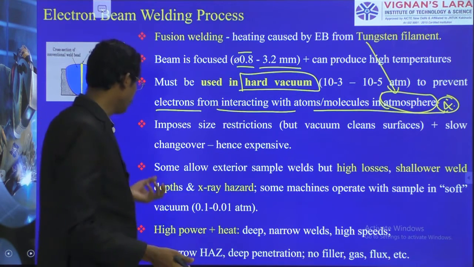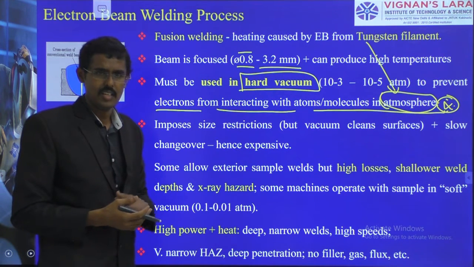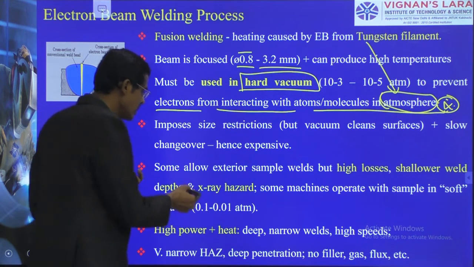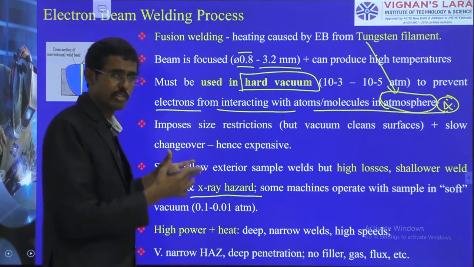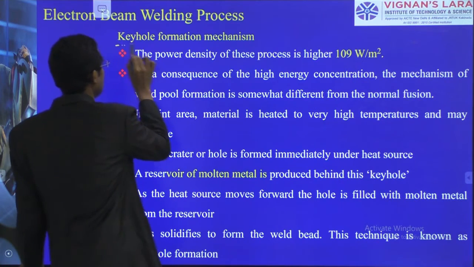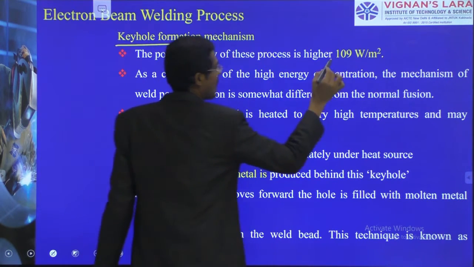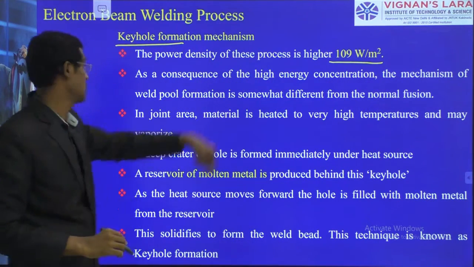But there are some hazards. This electron release also generates X-rays, which are harmful, therefore to be taken care of. Keyhole formation: the power density of this process is higher than 10 to the power 8 or 10 to the power 9 watts per meter square. The same point we have seen there also.